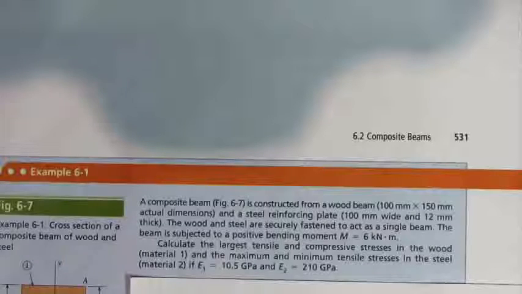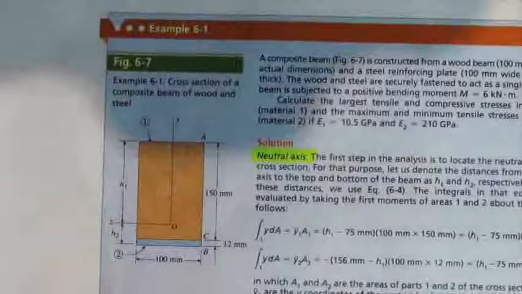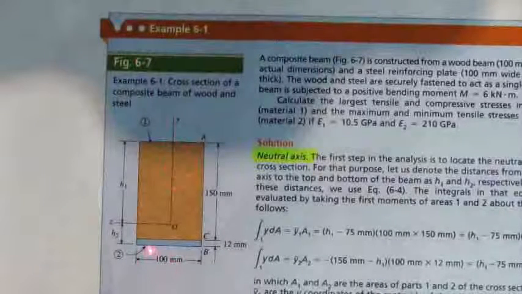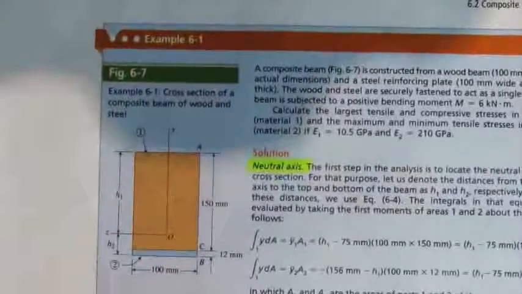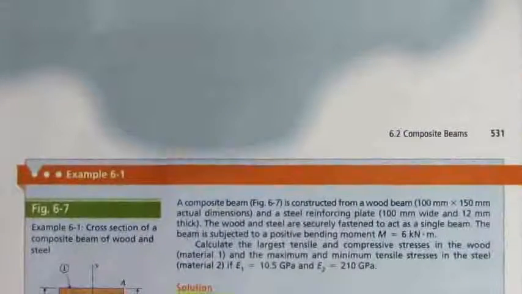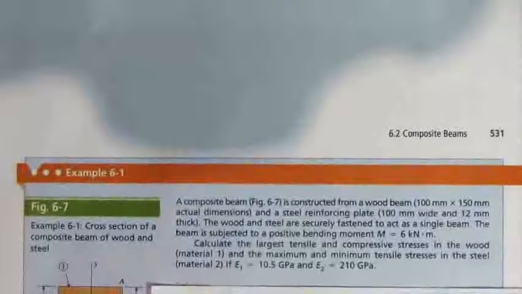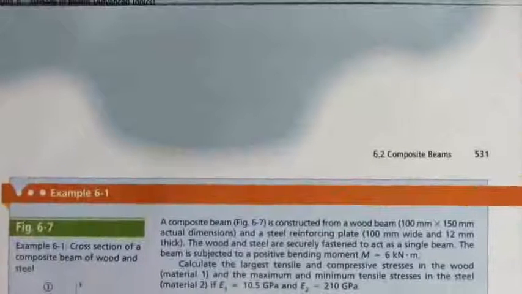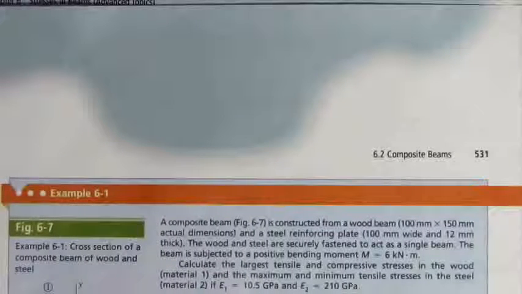In this case, the example is made up of wood there and steel there. So let's get right onto the example and read the problem as it's stated. To start, a composite beam is constructed from wood and a steel reinforcing plate. The dimensions are given there, and the wood and steel are securely fastened to act as a single beam, and the beam is subjected to a positive bending moment of 6 kilonewton meters.